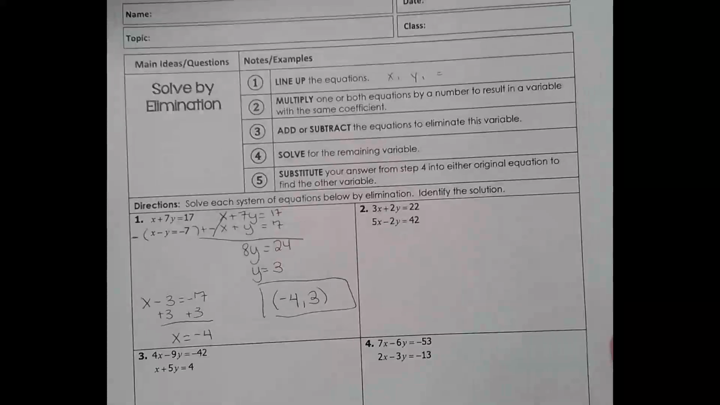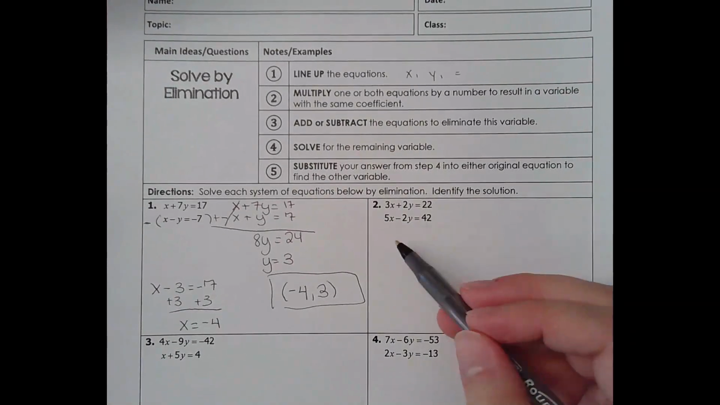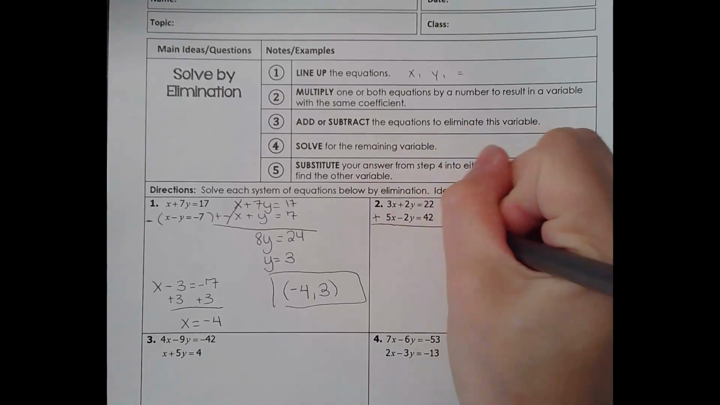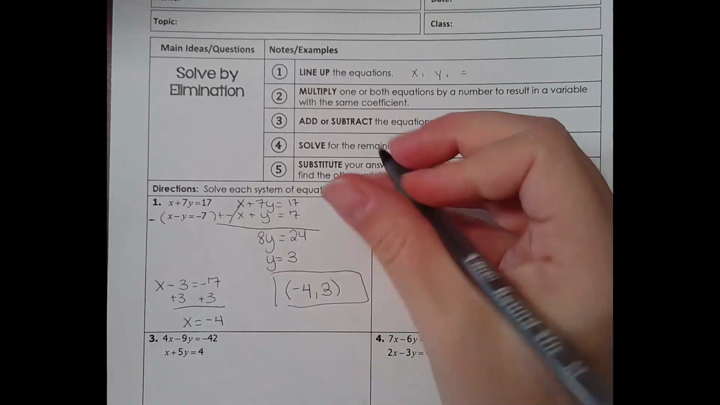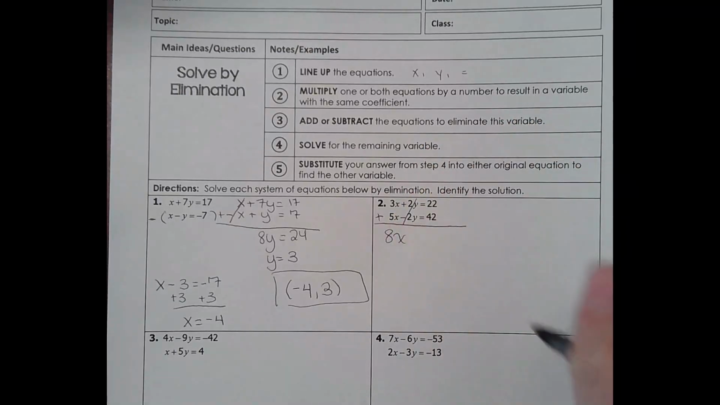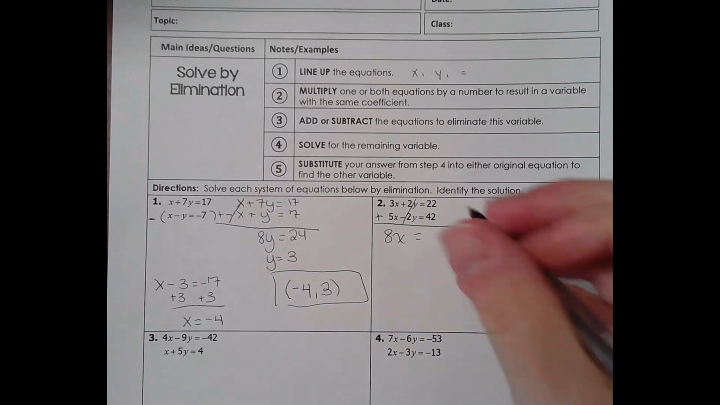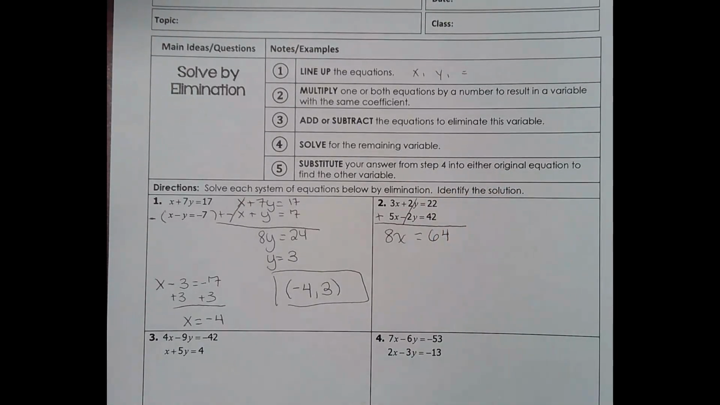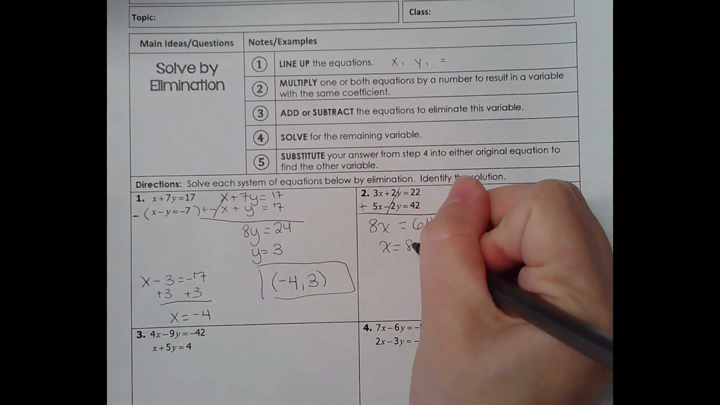So number 2, I already have my opposites, so I actually don't need to change any of these equations. I'm just going to start by adding straight up and down. So 3x plus 5x is 8x. The y's actually eliminate. I'm going to use my calculator. 22 plus 42 is 64. So this is a nice easy one because I divide by 8 and I get x equals 8.